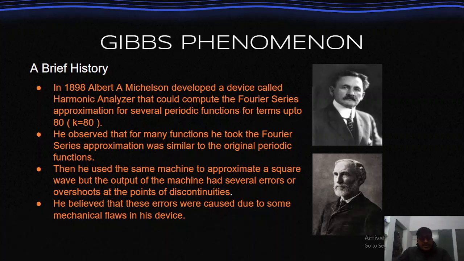So then he used the same machine to approximate a square wave, but the output of the machine had several errors or overshoots at the point of discontinuity. So initially he believed that the errors were caused due to some mechanical flaws in his device. He didn't believe that these errors were occurring due to some inherent properties of the Fourier series itself.